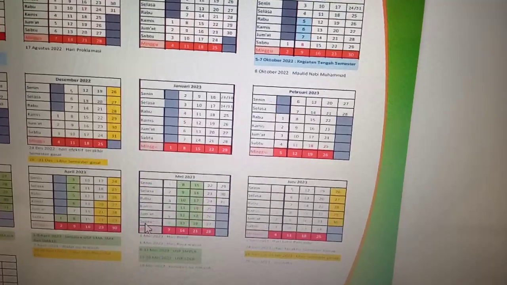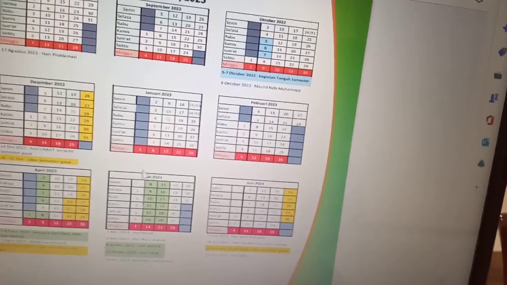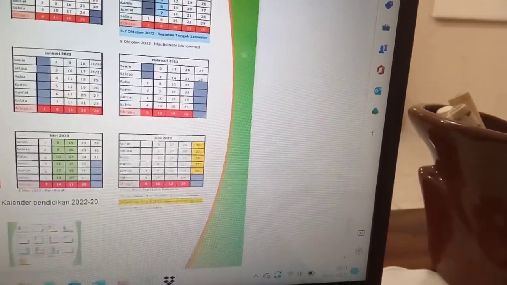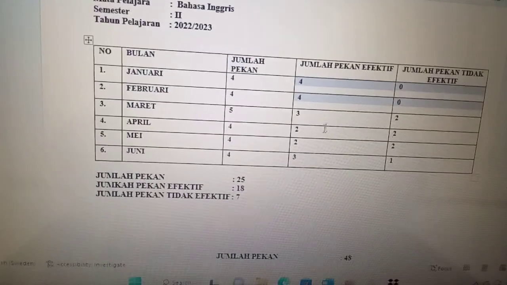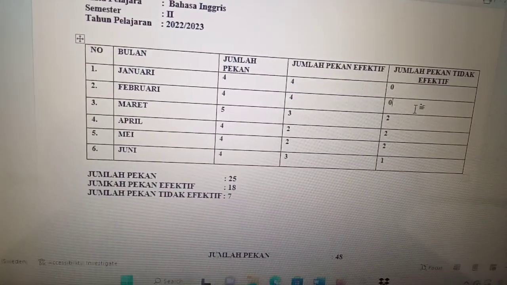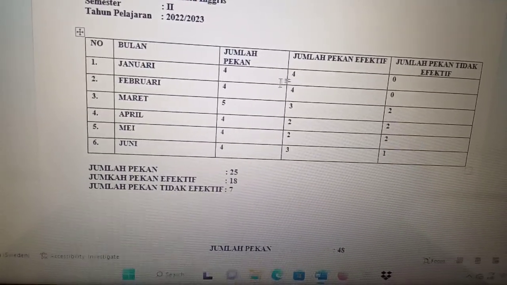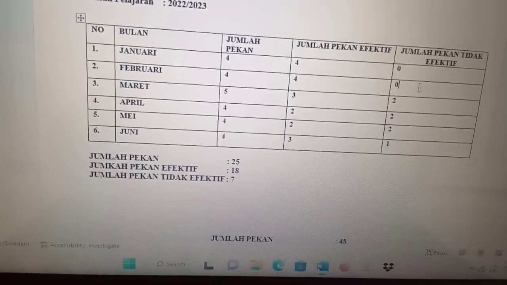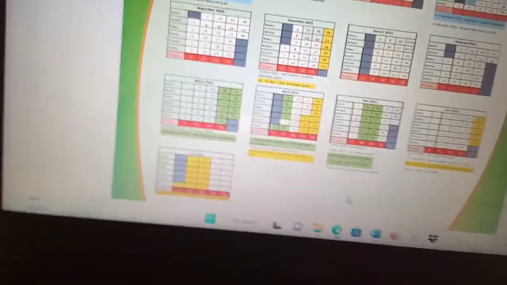In the month of February, let us see how many weeks will be there. 1, 2, 3, 4. Again, there are 4 weeks in the month of February. And as you can see, they are all effective weeks. So again, 4 minus 4 equal to 0. 4 total weeks and minus 4 effective weeks equal to 0 ineffective week. Then the next is March.